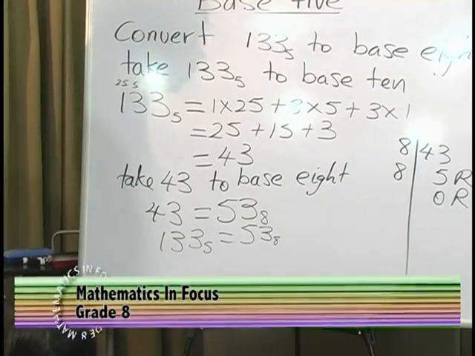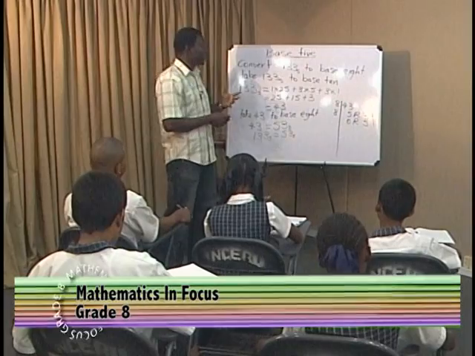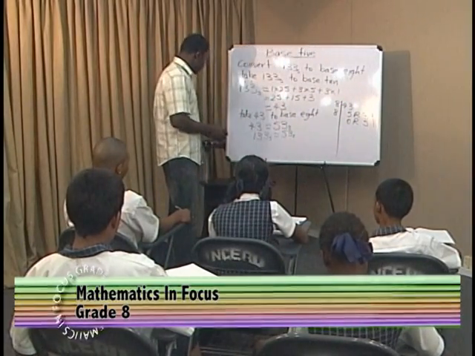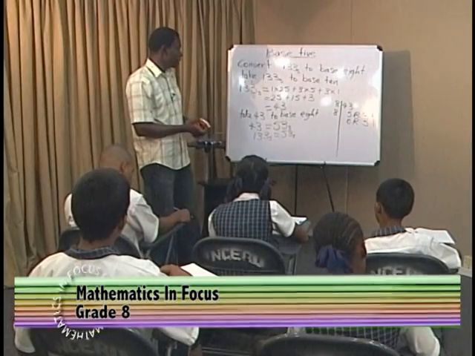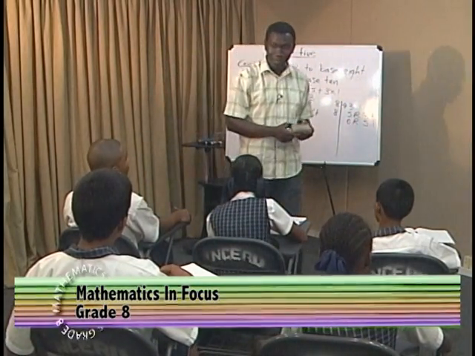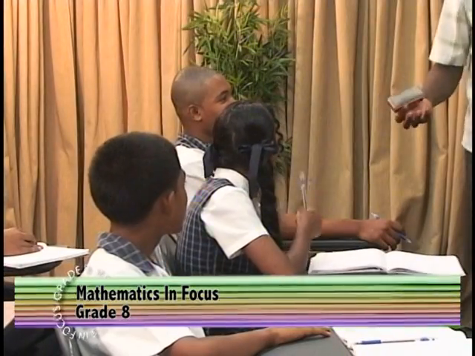Correct. Good? So that's how we can convert from base 5 to any given base. We pass it through base 10 to begin with. Now, do you wish to learn how to add in base 5? It should be simple. Yeah, I agree. It should be simple.